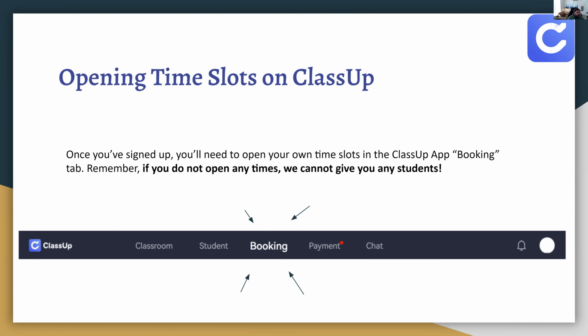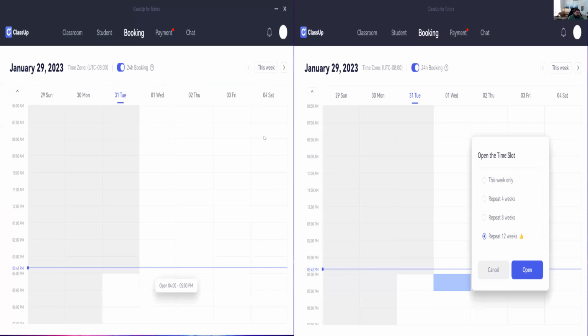We are the opposite. We ask you to open times on your calendar that you are available to work, and we'll assume you cannot work at any time you have not chosen to open yourself. This gives you full and complete control of your calendar. However, if you choose not to open any times on your calendar, we cannot give you any students. So we recommend that you make it a routine, at least once or twice a week, to check your ClassUp booking tab and open as many times as you feel comfortable.